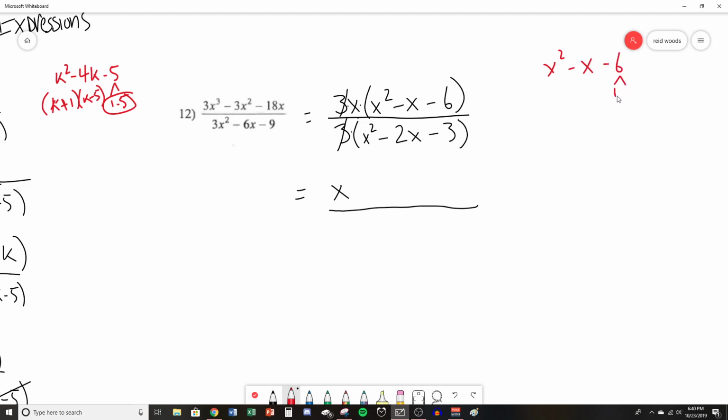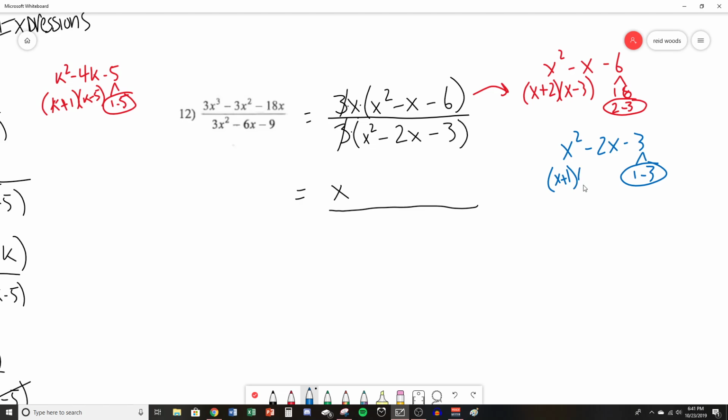Break down the 6 into 1 and 6, 2 and 3. And you'll notice that 2 and 3 seem to be the best ones here. And it's negative 3. So those are my factors. So it's x plus 2, x minus 3. So we factored that quadratic. I'll do this one in blue. We have x squared minus 2x minus 3. Break that apart into 1 and 3. And then you'll see that negative 3 and 1 are the factors here as well.